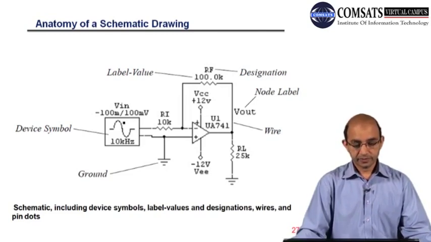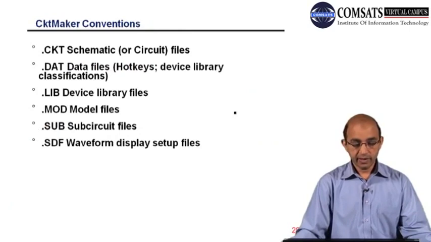So you can see that we can draw different schematics. Here this is the device symbol. This is the ground, and here we have the label value. We can change the value, and this is the designation, and this is the nodal label. There are a few conventions which we have to follow.